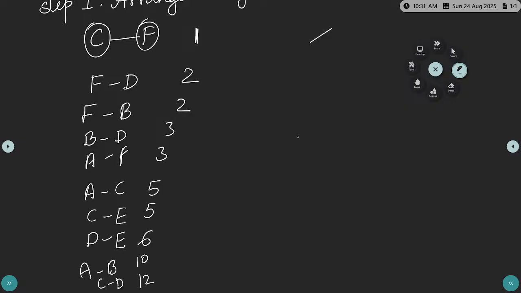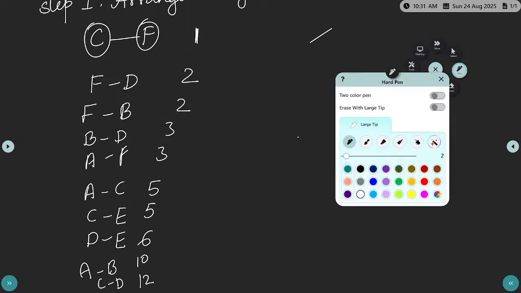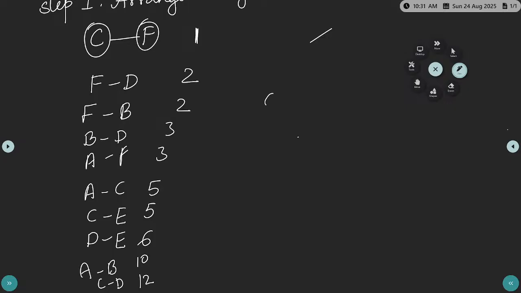Now first what is the vertex that I have to add? Which is the least cost here? C to F is the least cost, so I am adding it here. First I am taking C to F. So this is added. Okay, it should look like you have done some work. Clear? C to F is added.